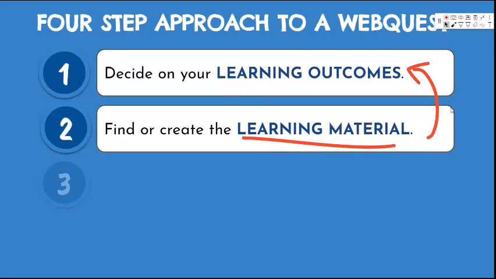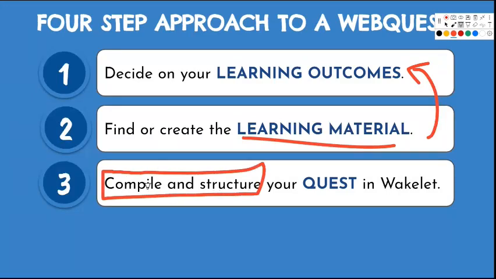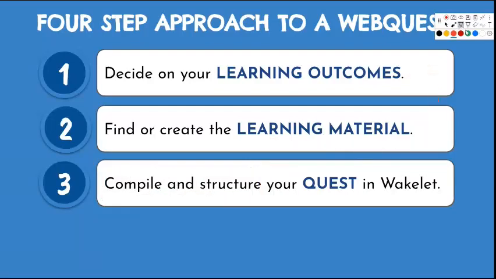Then, because we want to be operating at a higher order in Bloom's, the learning material we need to find for that outcome, we then compile and structure. We're going to break down this compile and structure in the next slide. What I mean by that: we need to compile and structure the quest aspect. That's when we start thinking about, okay, we need some instructions, we need to specify what the learning material is, and we need to specify a couple of other things based on that.